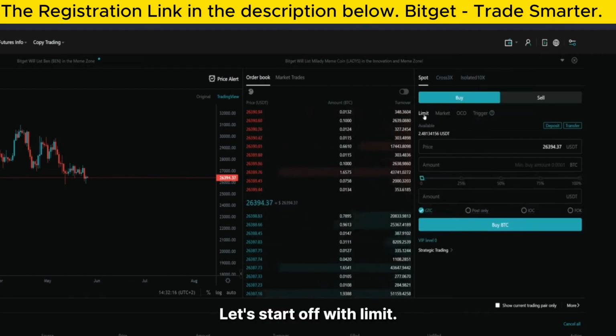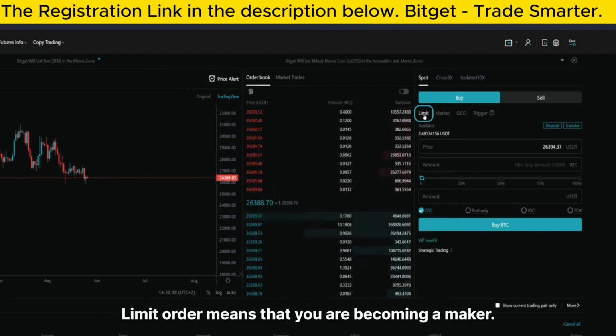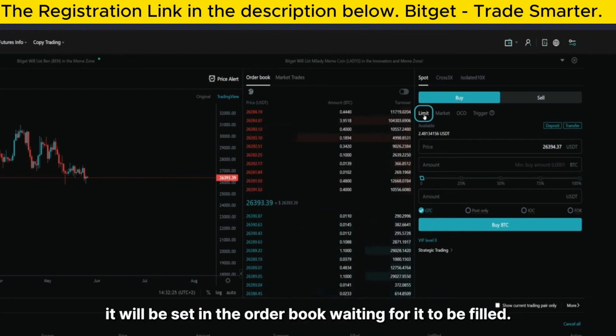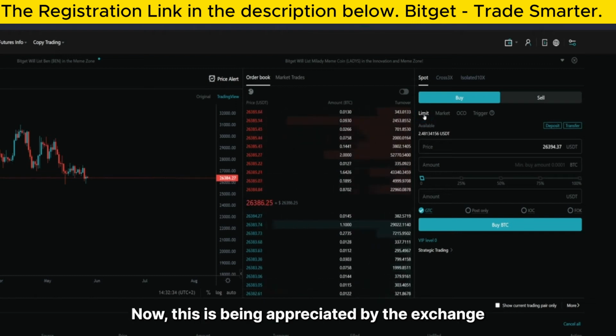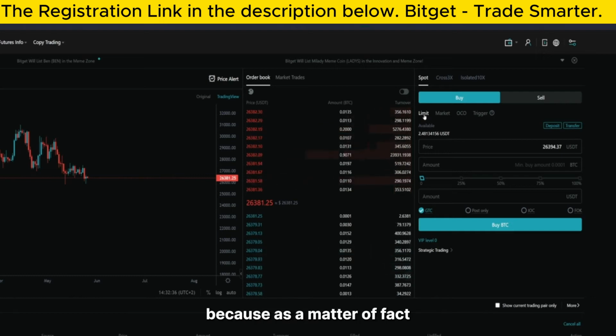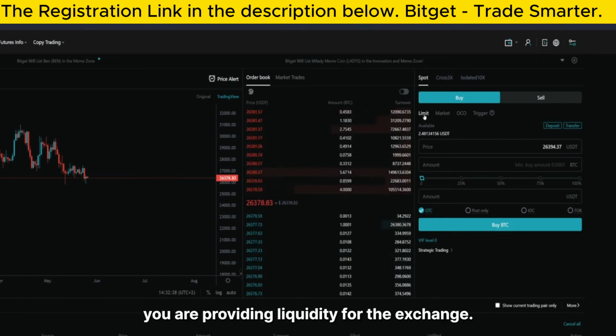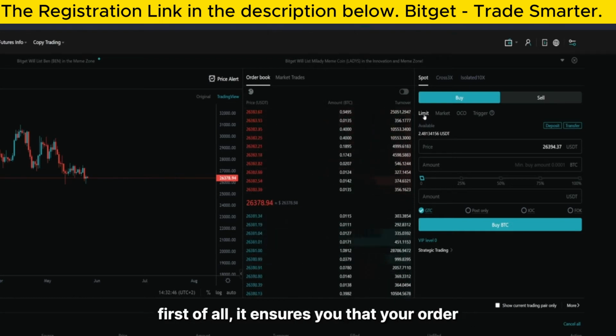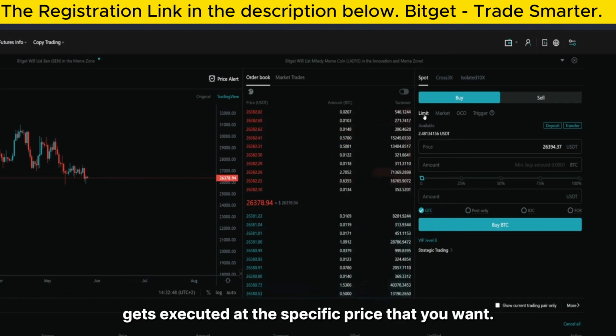Let's start off with limit. A limit order means that you are becoming a maker. What that means is if you place a limit order, it will be set in the order book waiting for it to be filled. This is appreciated by the exchange because, as a matter of fact, you are providing liquidity for the exchange. So if you use a limit order, first of all, it ensures that your order gets executed at the specific price that you want.